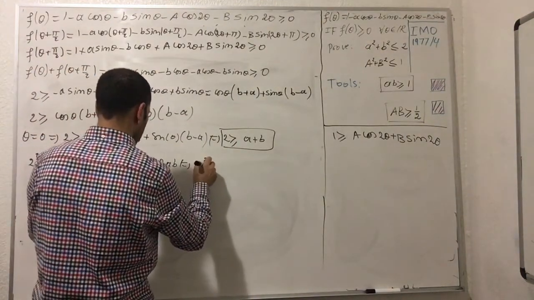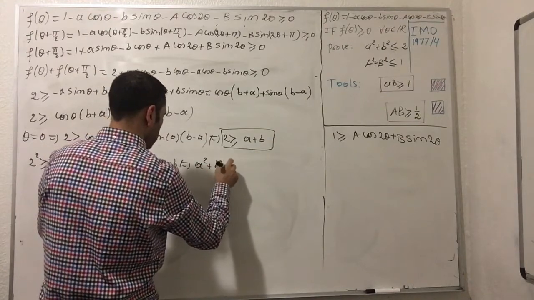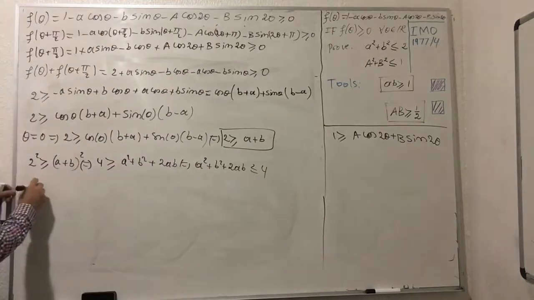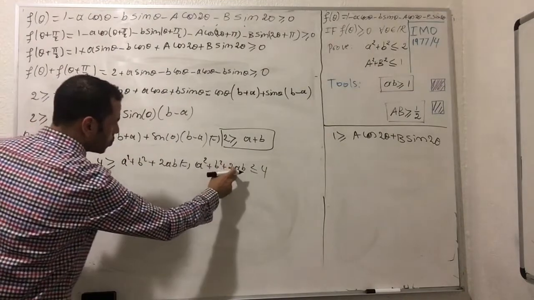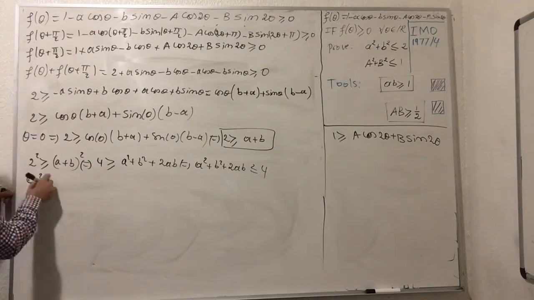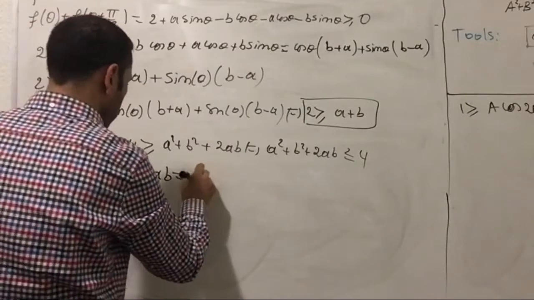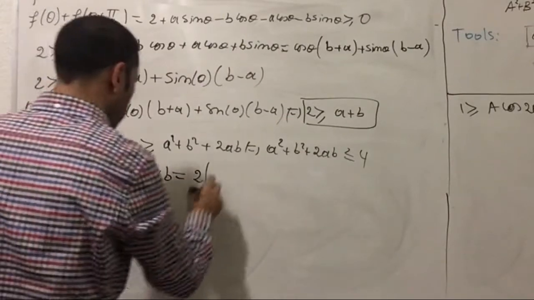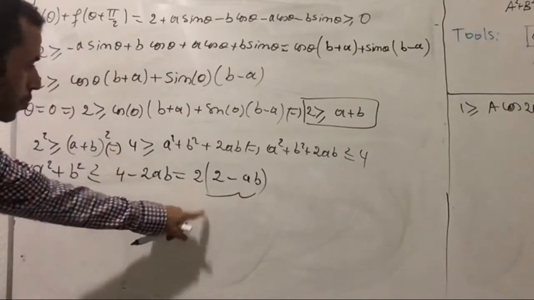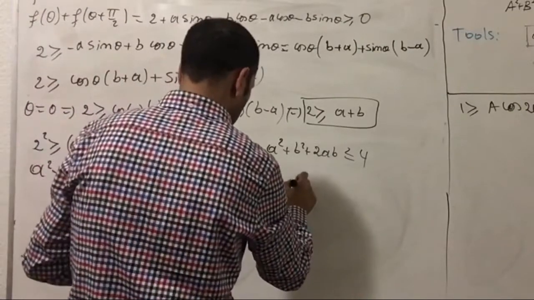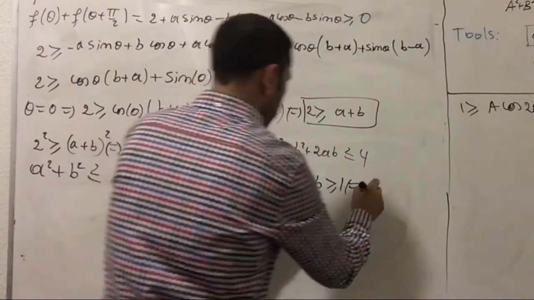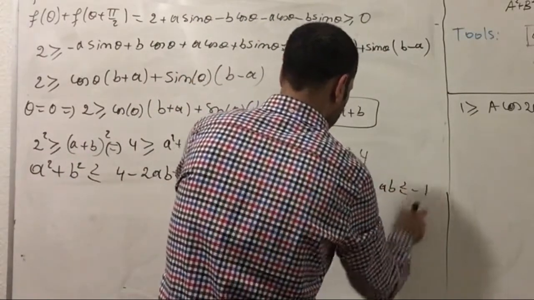So I can write a squared plus b squared plus 2 times ab inferior or equal to number 4, okay? What does mean? I can bring 2ab to the other side, okay? So I will have a squared. I'm multiplying by number 2. I'm putting number 2 as a multiplier, so I will have 2 minus ab. Okay, what is this? This one I can rewrite, since we know ab superior or equal to 1 minus ab inferior or equal to minus 1.